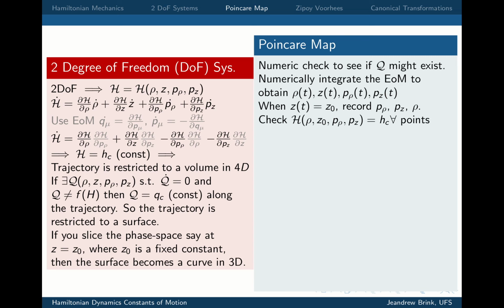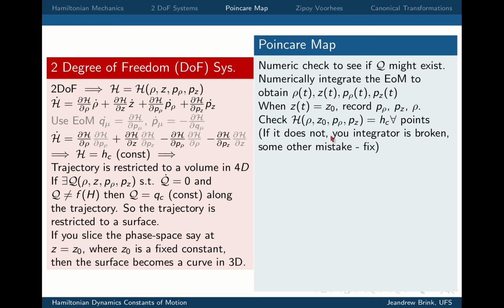Then what I'm going to do, and this I can do in general, is check that the Hamiltonian remains constant, because we've proved it must. If it doesn't remain constant, basically your integrator is broken or you've made some other mistake. So it's a sanity check. The first thing you do is simply make sure that the Hamiltonian of this integrated system remains constant.